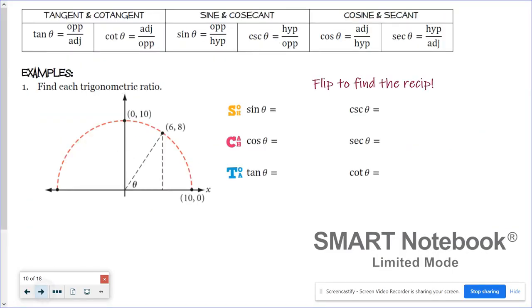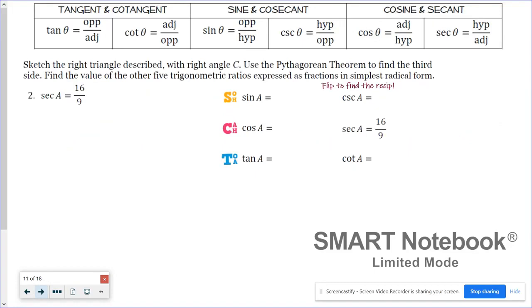So that was everything we went through in the last episode. All right, here's the problem that I was talking about. In problem number 2, we are given that secant of angle A is 16/9. So we're given secant. What that means is that we know the hypotenuse of our right triangle is 16, and we know the side adjacent to angle A is 9.